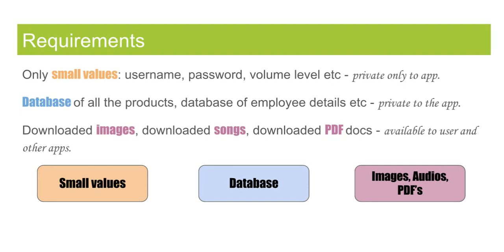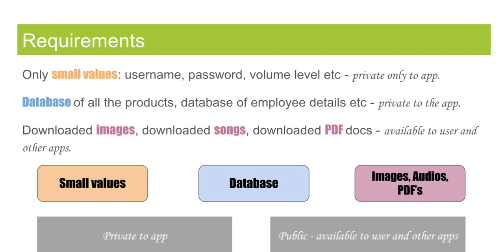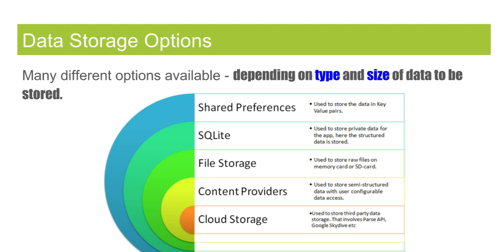So the main types of data which we need to store are small values, databases, or images, audio, PDFs, and the access options we want to give are either private or public, that's available to the user and other apps. So depending on these factors, we divide our storage options, and we will choose any of the storage options depending on what our requirement is. So what are the data options available? There are many different options available, as I said, depending on the type and size of the data to be stored.